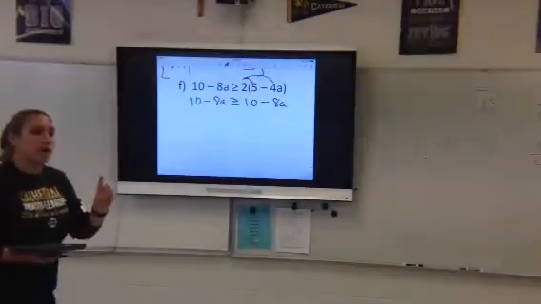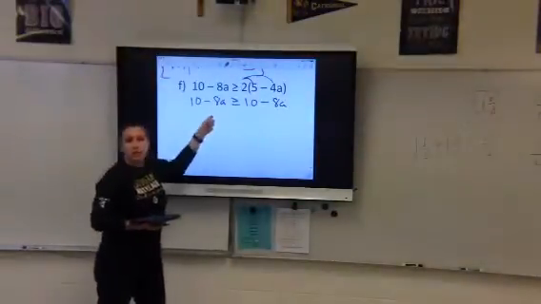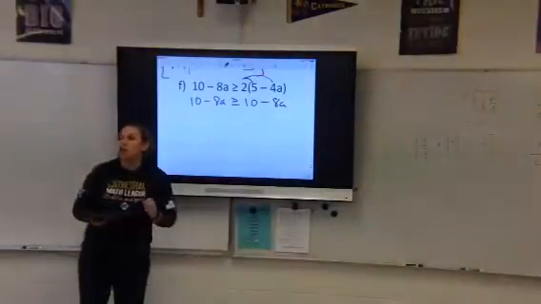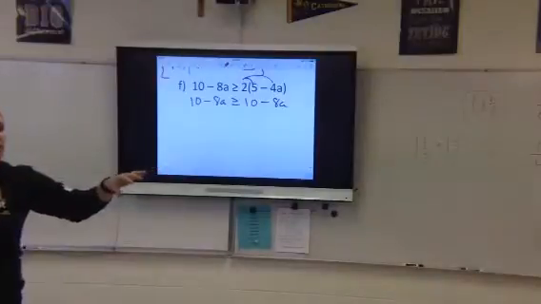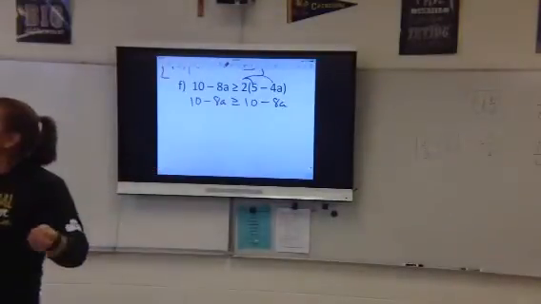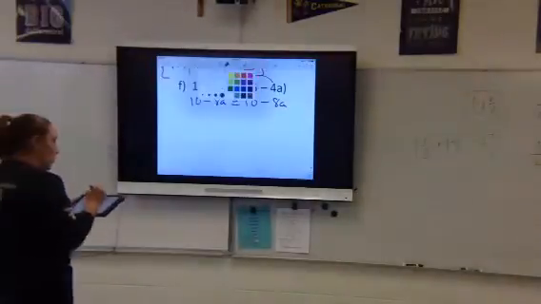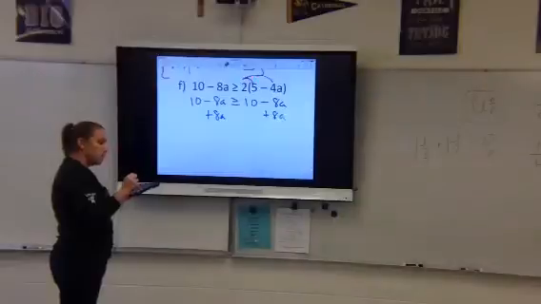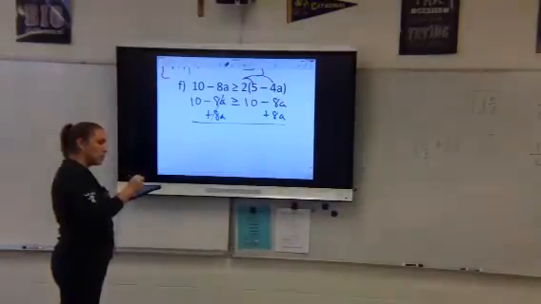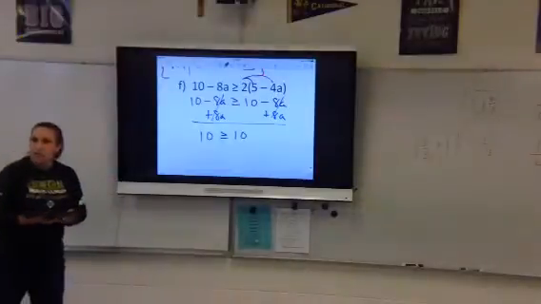Okay? So here's what I'm going to show you to do. I recommend, first off, let's get rid of the a's and just get the numbers left. That way we're going to look at it and go back into lesson 3.1 stuff and figure out whether it is true or false. And that's going to dictate all reals or no solution. Okay? So I'm going to add the 8a over to the other side, so those cancel. So I have 10 is greater than or equal to 10.